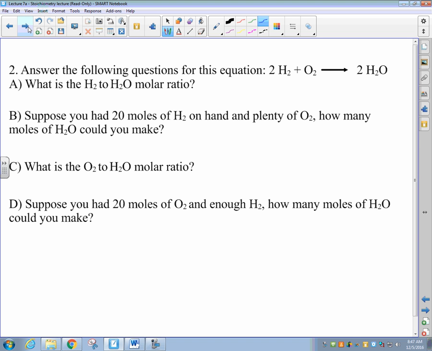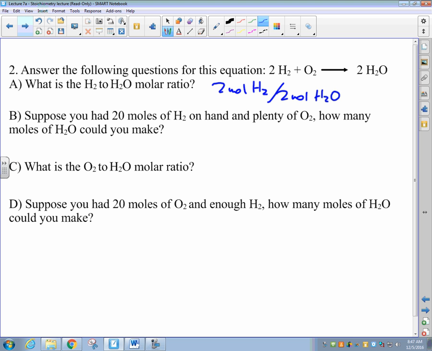2 to 2, right? So for every 2 moles of H2 that are consumed, we would produce 2 moles of H2O. Now, with that ratio being said here, in part B, suppose I gave you 20 moles of hydrogen gas, and you had plenty of excess oxygen to react as much as you needed. How many moles of water could you make?